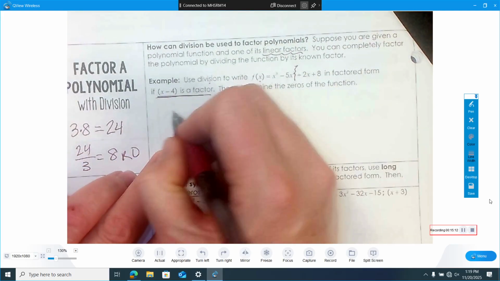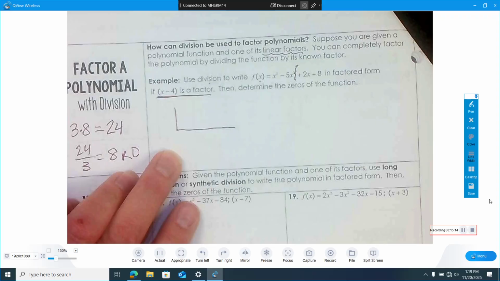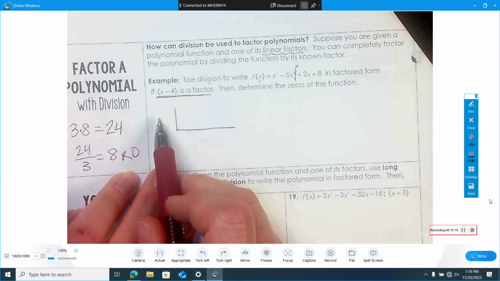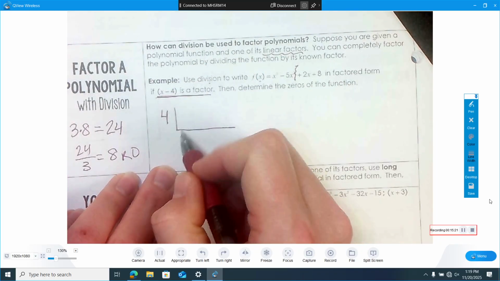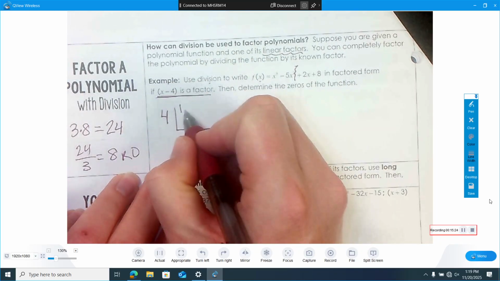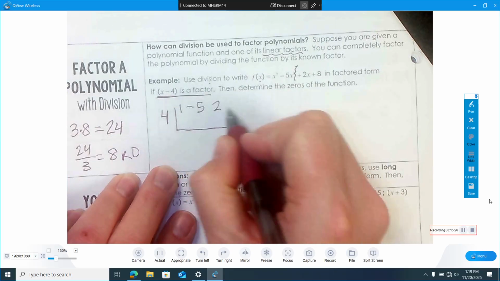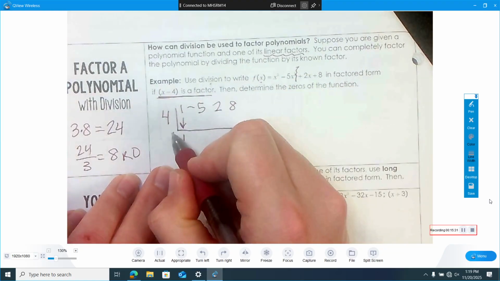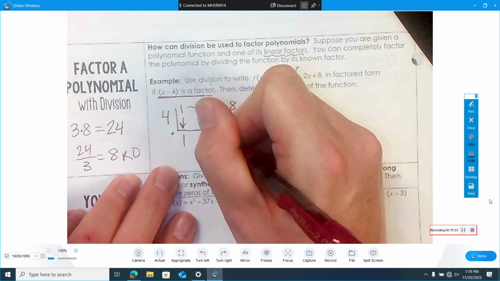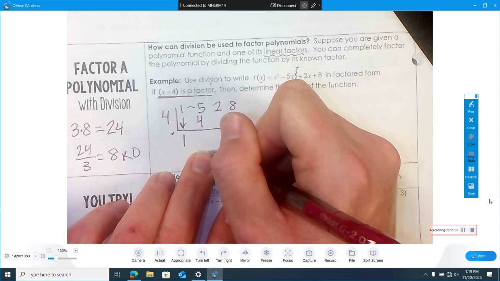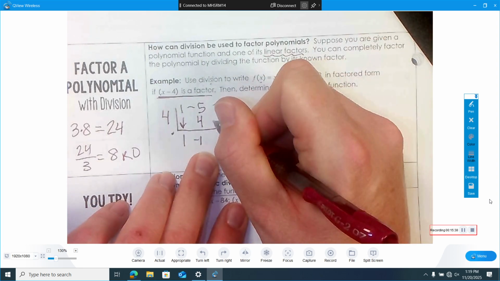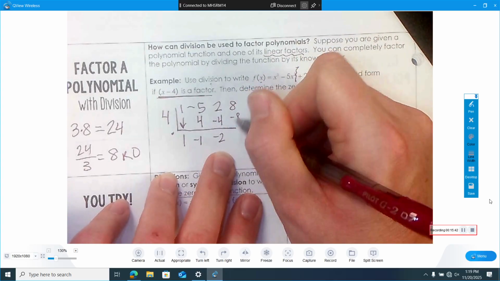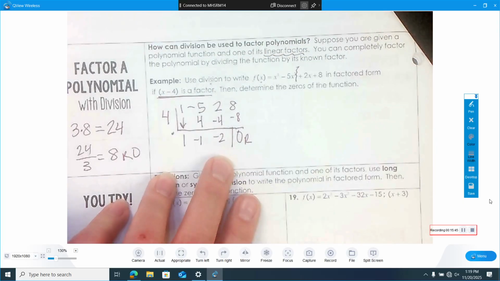So that's what we're going to do. We're going to use this information to set up some synthetic division. Here I have x minus 4 in bubble form. What should I put on the outside? 4. And what should I put across the top? 1, negative 5, 2, and 8. And we can do our division. So bring down the 1. Multiply by 4. Combine. Multiply. Combine. Multiply. Hey, remainder 0. Look at that.